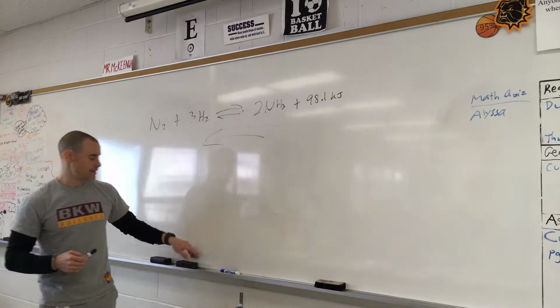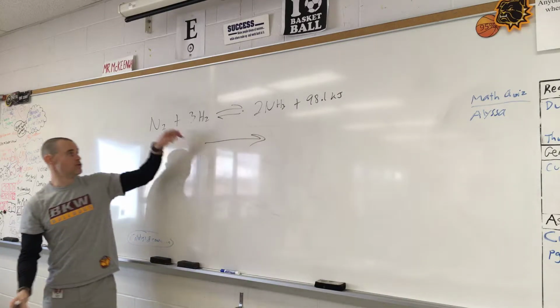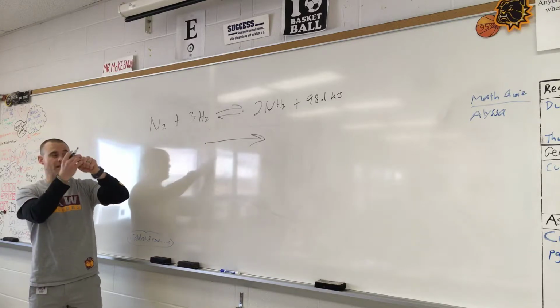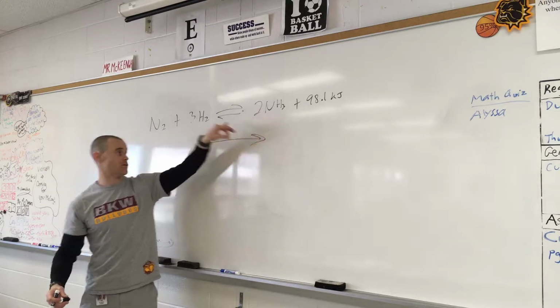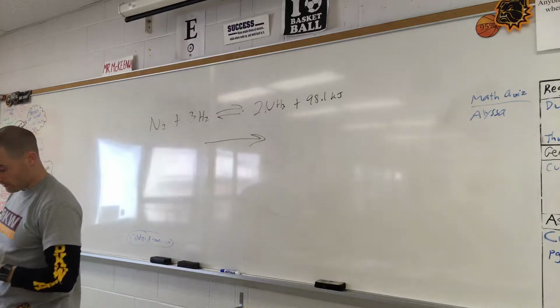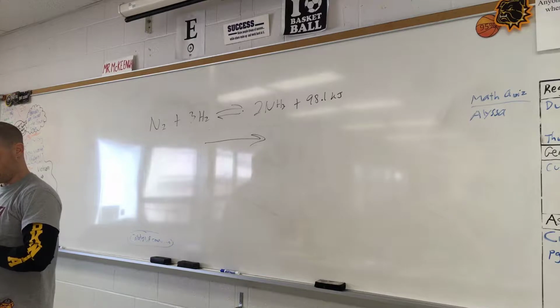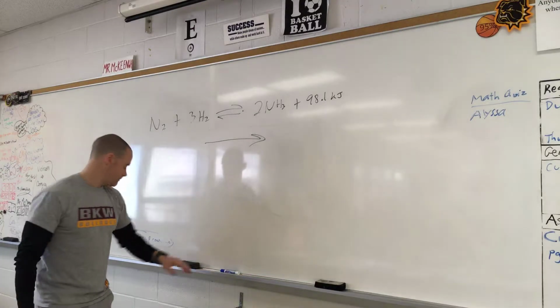And then number 8 is the exact opposite of that. If we're shifting to the right, we're using these two, they're reacting to make more NH3. So these are decreasing, and NH3 is increasing. So for number 8, it's decrease, decrease, and increase. Okay, so now 9 and 10.